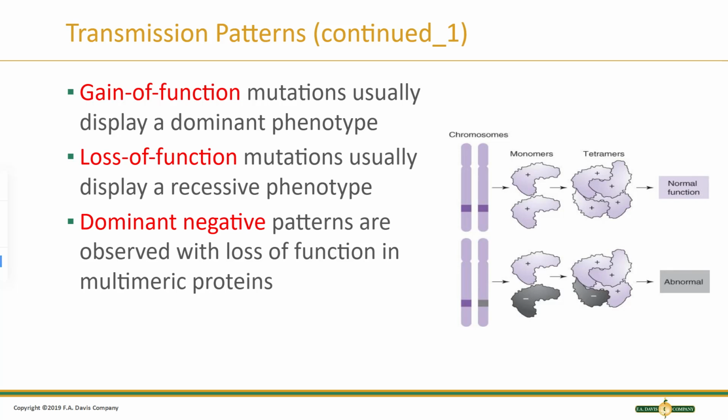Transmission patterns: we can have gain of function, where mutations usually display a dominant phenotype. Loss of function, where mutations usually display a recessive phenotype. Dominant negative patterns are observed with a loss of function in multimeric proteins.